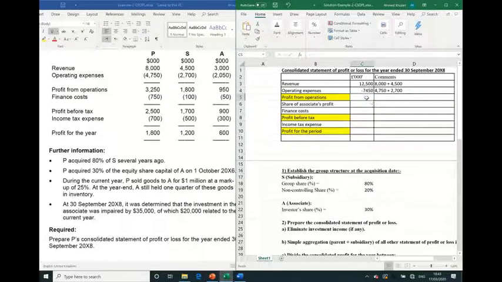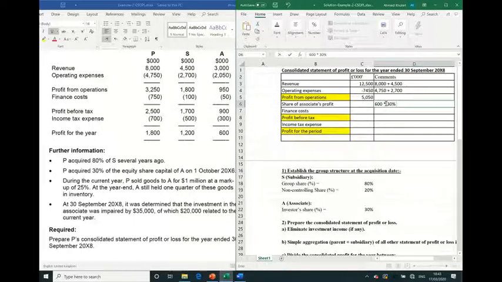Okay, and then the difference here between the revenue and operating expenses is the profit from operations. And once we work out the profit from operation, we move to look at the investor share in the associate profit. So we have the associate profit here, which is single line consolidation. The associate profit is 600,000, and the investor share in this profit is 30%.